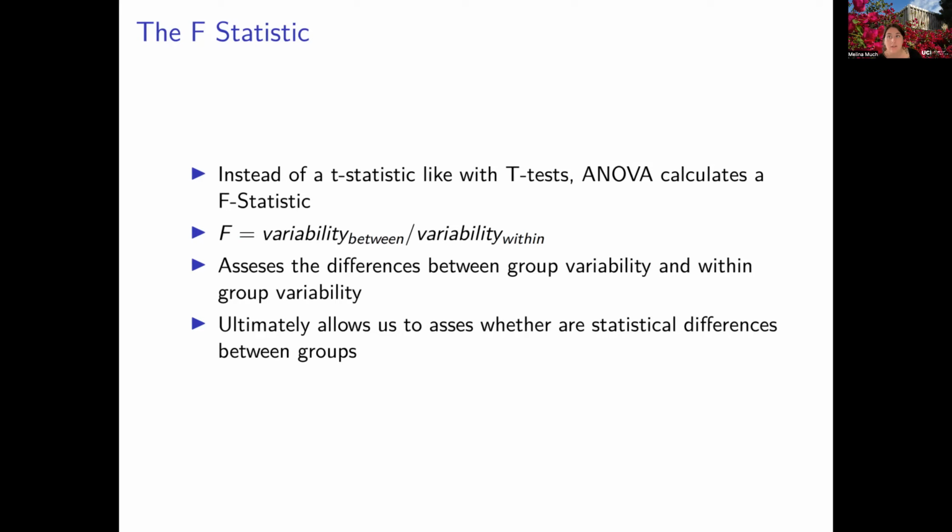You again can calculate this by hand, but I'm going to show you how to get the output in R. We're going to show you how to interpret it based on a table, and then also show you how to interpret it just straight from the R code. So again, the F statistic is going to assess the differences between group variability and within group variability, and then ultimately is going to allow us to assess if there are statistical differences between all of our different groups.